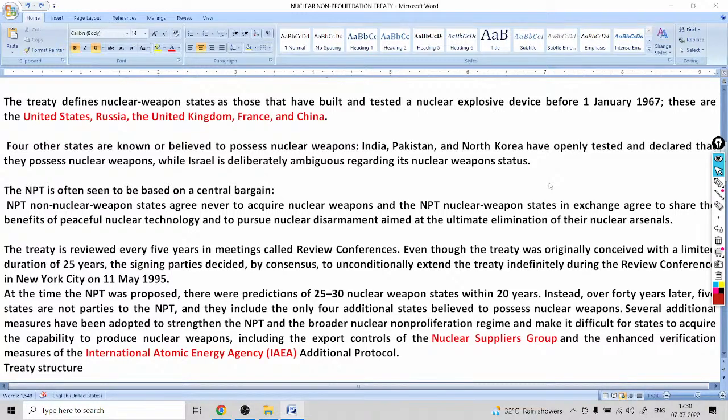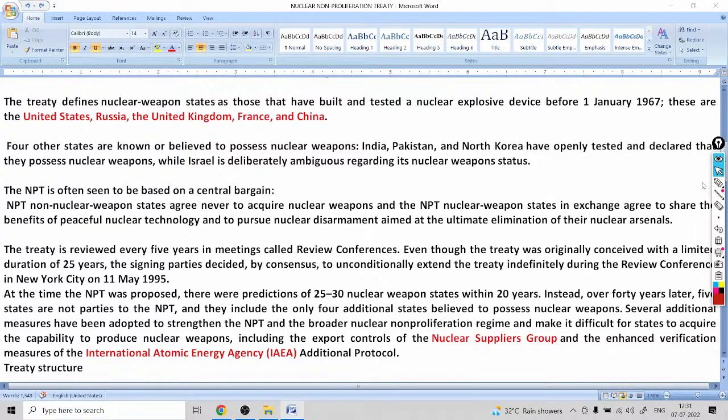Fine. So the NPT is often seen to be based on a central bargain. The NPT non-nuclear weapon states agree never to acquire nuclear weapons, and the NPT nuclear weapon states in exchange agree to share the benefits of peaceful nuclear technology and to pursue nuclear disarmament aimed at the ultimate elimination of their nuclear arsenal. So here comes the concept of bargain.